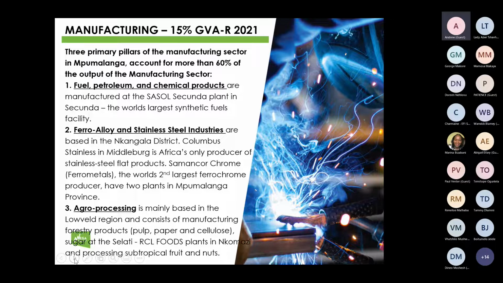The third leg of our manufacturing sector is agri-processing. This is mainly based in the Lowveld region and consists of forestry products, the pulp, paper and cellulose, sugar, and processing of subtropical fruit into fruit concentrates, and our large industry in the macadamia industry as well.